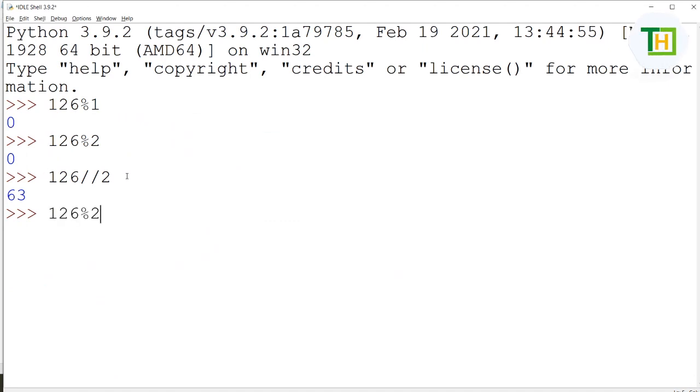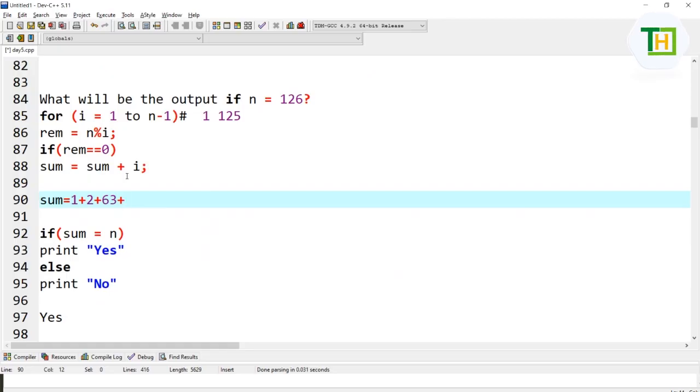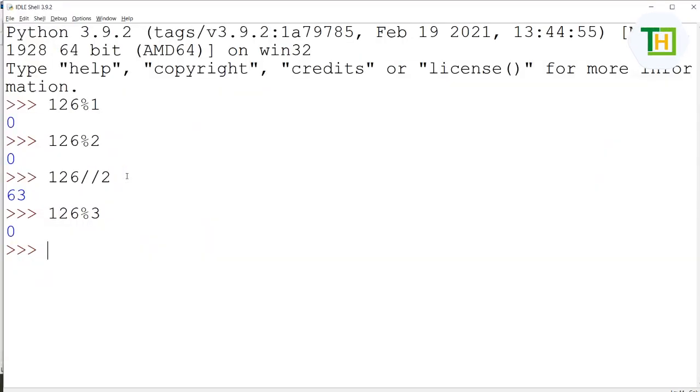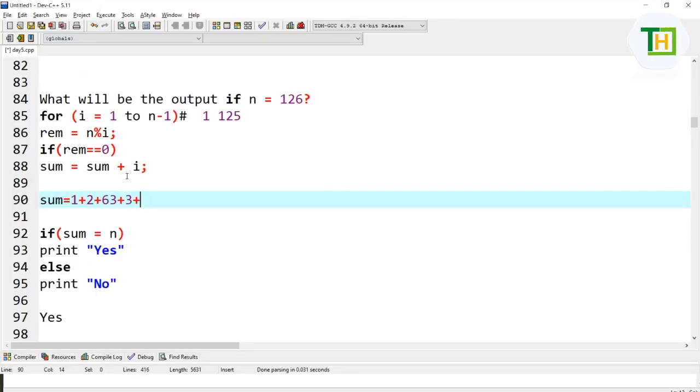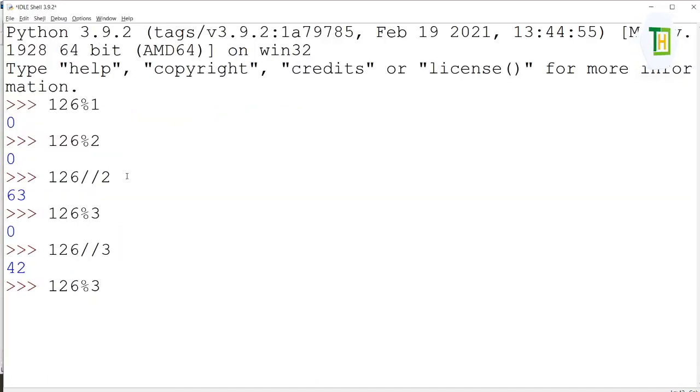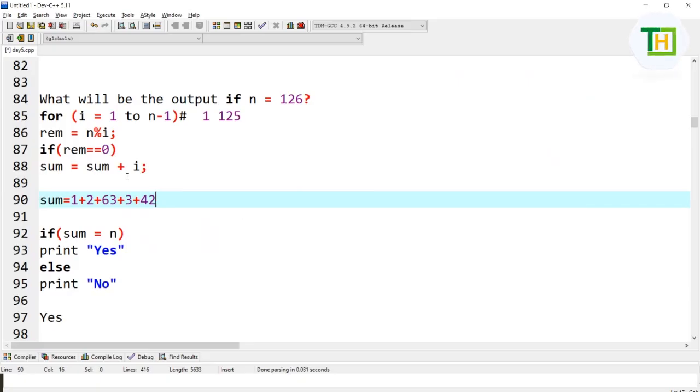And then, is it divisible by 3? If it is divisible by 3, I'm going to add 3, and I'm going to add 42 also. In this way I'm going to add all the values. Then 4, is it divisible by 4? No. Is it divisible by 5? No. Is it divisible by 6? Yes, it is divisible by 6. Then I'm going to add 6 here.